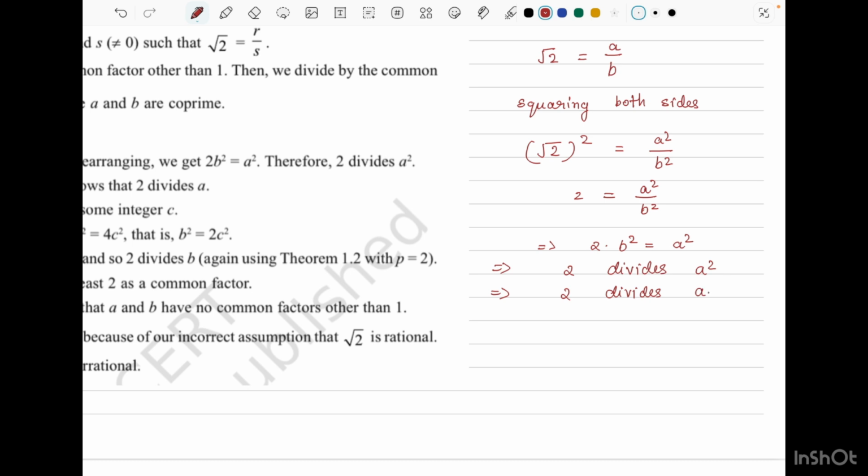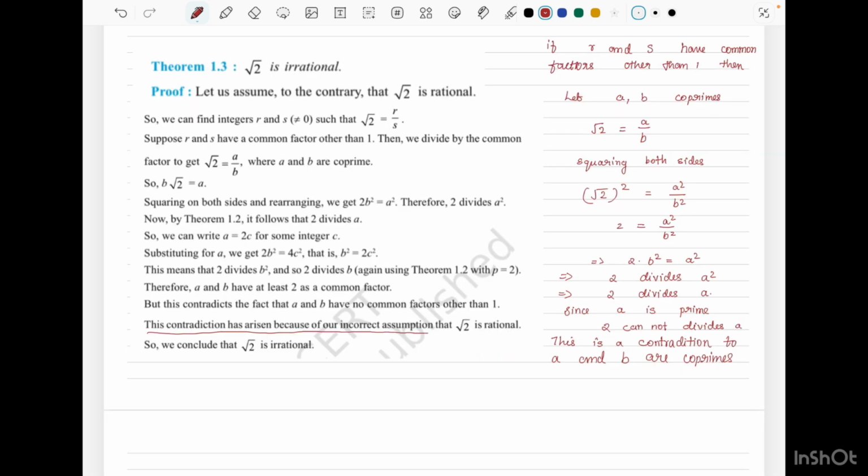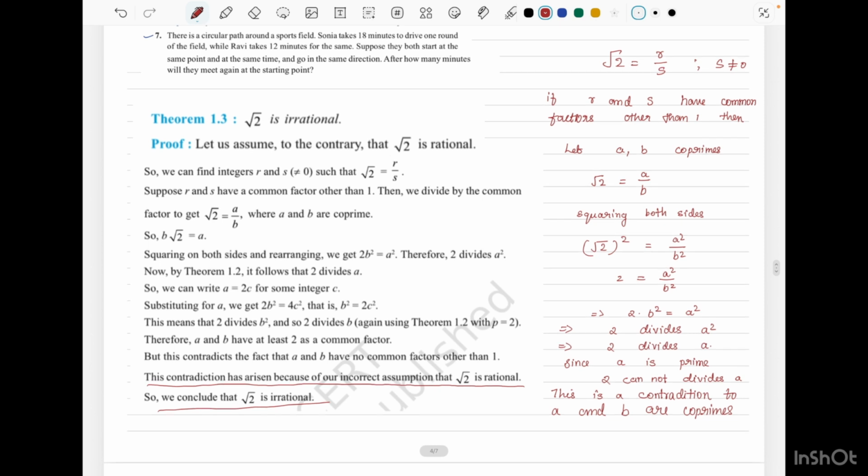If p divides a square, then p also divides a. Since a and b are coprimes, 2 cannot divide both. This is a contradiction to our assumption that a and b are coprimes. This contradiction we got by our assumption that root 2 is rational. So we can conclude that root 2 is irrational.